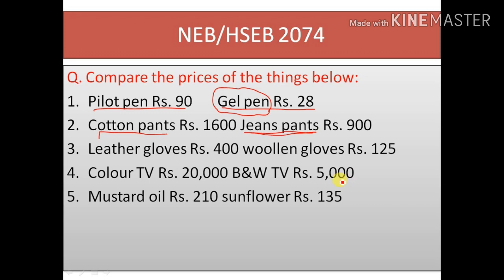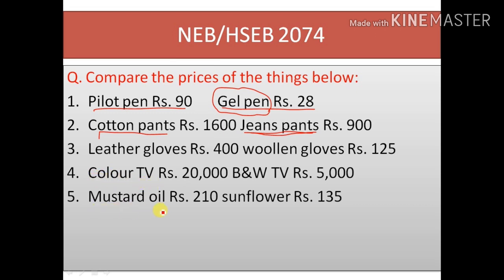So black and white television is the cheap thing, color television is the expensive thing. Let's begin with the expensive thing. Color television is about 4 times as expensive as black and white television. It means black and white television is about a fourth the price of color television.